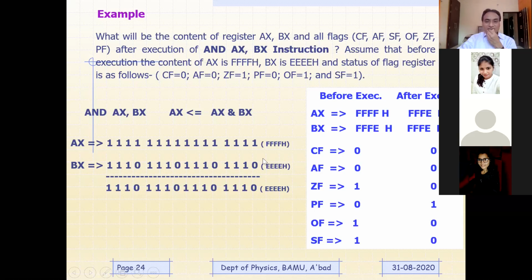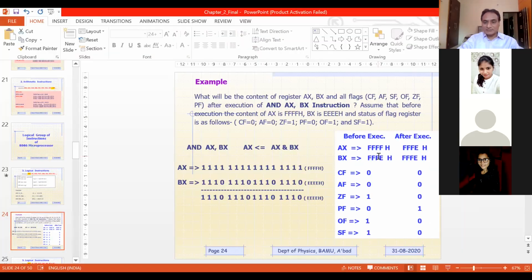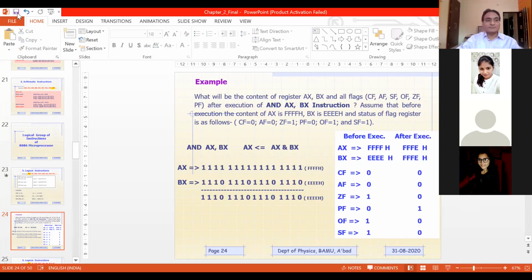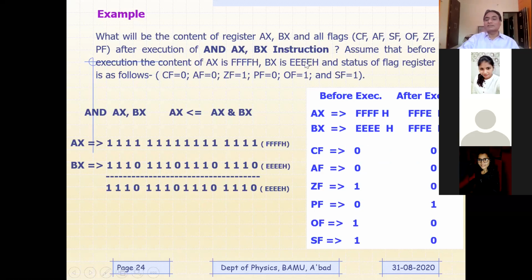BX, no, BX is going to be EEEEH. Let me make corrections here. Okay, BX is going to be EEEEH, because this is what we have considered. And as far as flags are concerned, you can see CF is 0, AF is 0, ZF is 1, PF is 0, OF is 1 and SF is 1. So this is the status of AX, BX and all flags before execution.